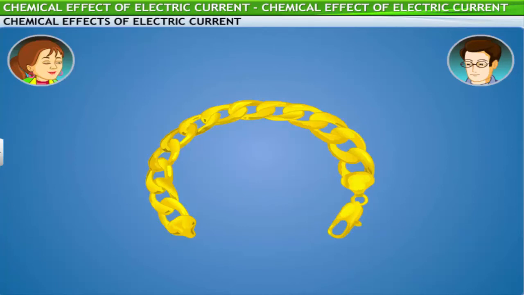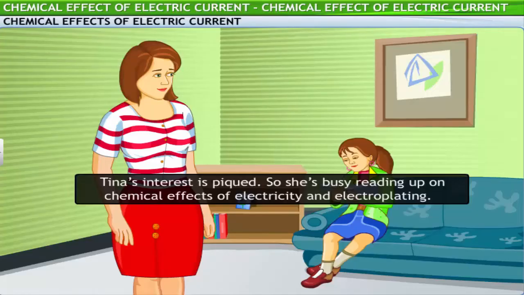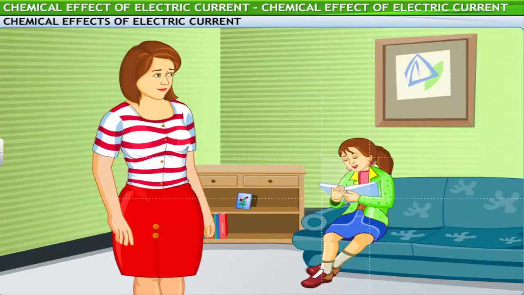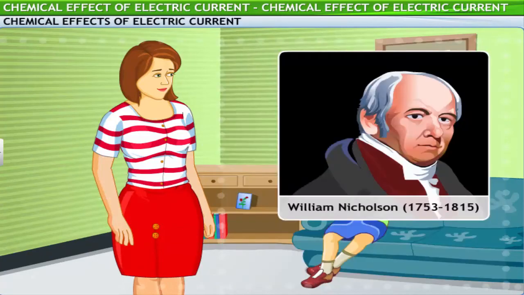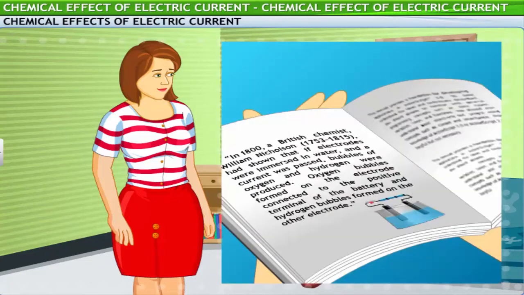Interesting how electricity can be used to create such beautiful objects. Jean, listen to this. In 1800, a British chemist, William Nicholson, had shown that if electrodes were immersed in water and a current was passed, bubbles of oxygen and hydrogen were produced. Oxygen bubbles formed on the electrode connected to the positive terminal of the battery, and hydrogen bubbles formed on the other electrode.